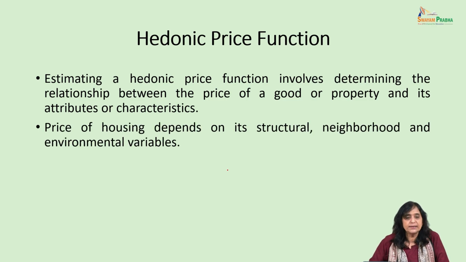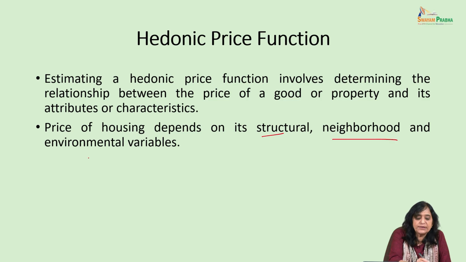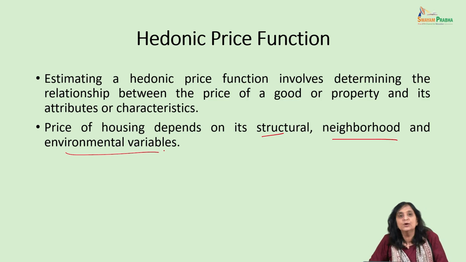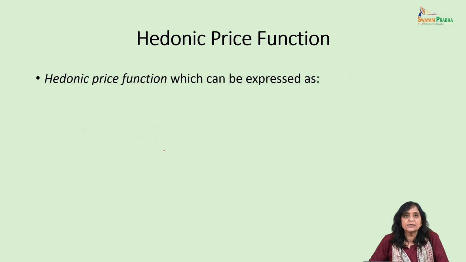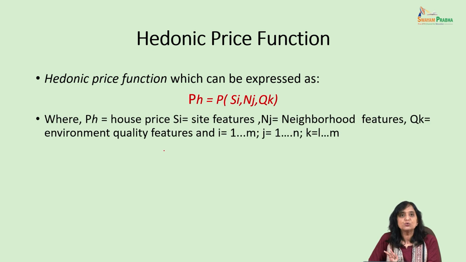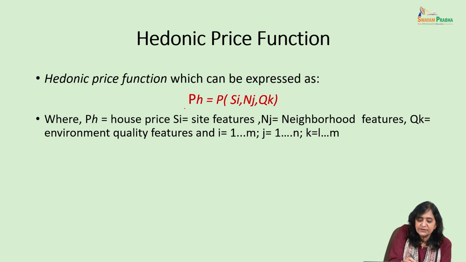As we've just said a few minutes back, the price of the housing is basically dependent on three things. One is the structural characteristic, other is the neighborhood characteristic, and third is the environmental variables. So we will be expressing all these three in terms of a hedonic price function. This relationship between the price of the property and the variables which affect it. What three variables are we saying? The structural variables, the neighborhood characteristics, and the environmental quality. So we can express them in the form of this kind of a function.